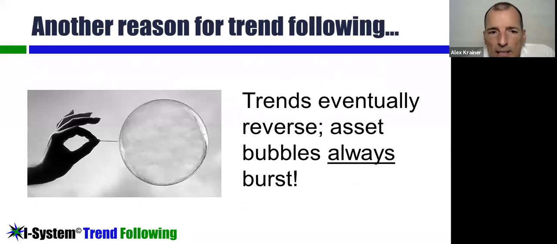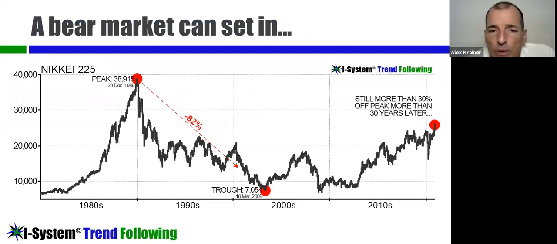I'll mention one last reason why you should consider trend following. And the reason is that trends eventually reverse and asset bubbles always burst. So what we're looking at now is that we are currently in an asset bubble, but what happens when asset bubbles burst could be very distressing. What you see here is that in the 1980s, Japan had its big bull run that lasted the whole of the decade of the 1980s. Something possibly similar to what we're experiencing in the United States now.